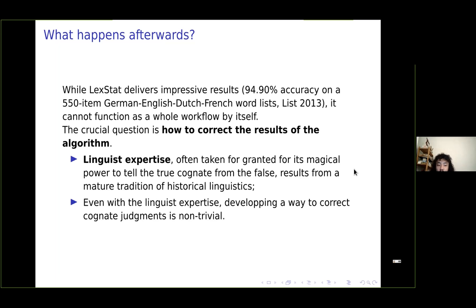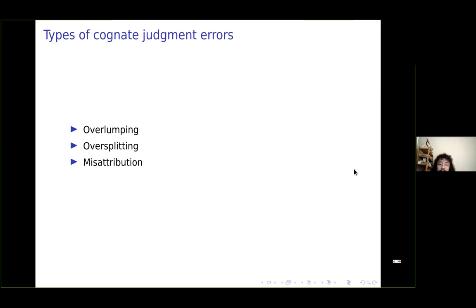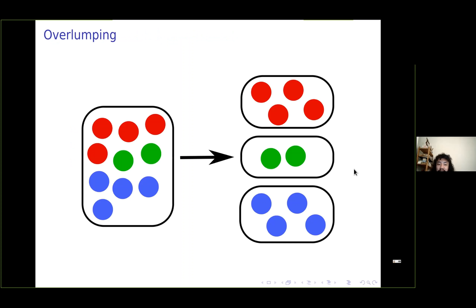So even with linguistic expertise, it's quite non-trivial to think of a way to correct cognate judgments. So this is a very logical kind of inventory of cognate judgment errors: overlumping, oversplitting, and misattribution. I tried to talk in terms of overcorrection or type one, type two errors, but it doesn't work like this. So overlumping is that if the ground truth has three cognate sets, but in fact, the algorithm tells you that they all belong to one cogset.